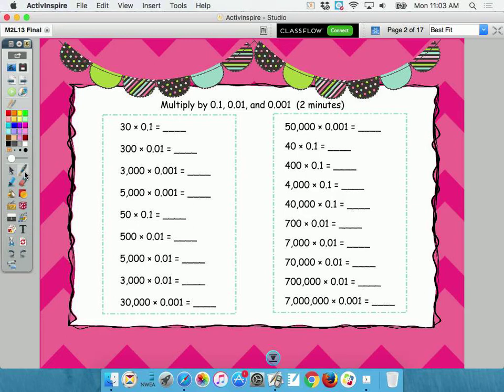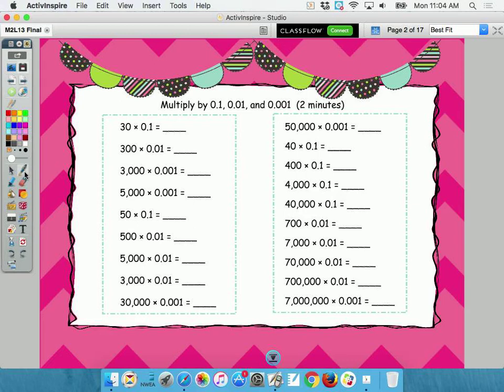Now, don't look at it. Put your pencil down. Don't write anything. I mean, you can write your name. But I want to ask you a question. Think about it. If I multiply times a number that's less than 1, will my answer be larger or smaller than what I started with?